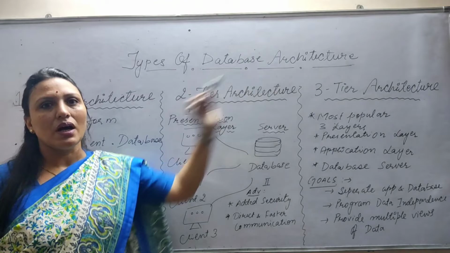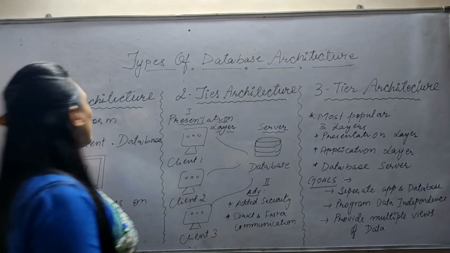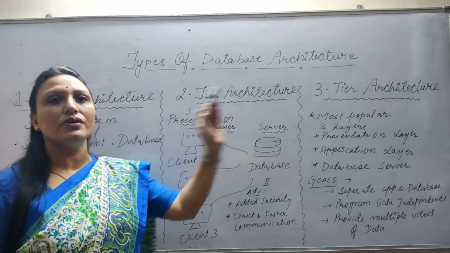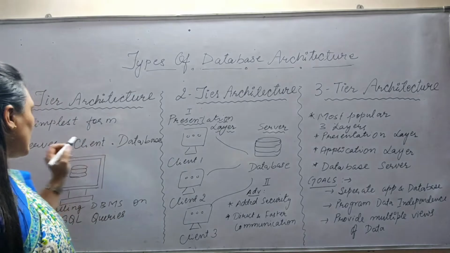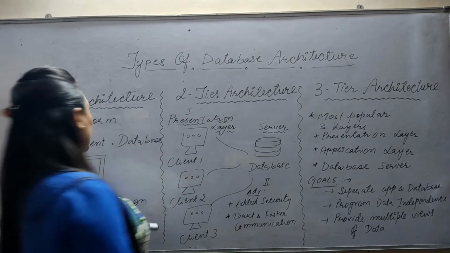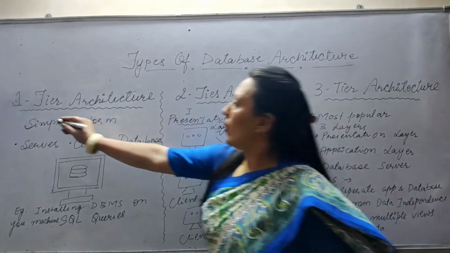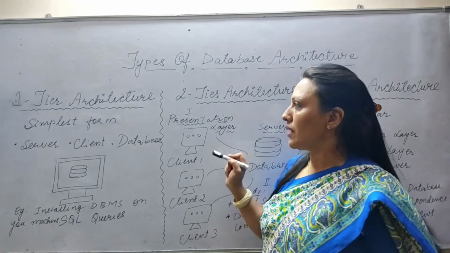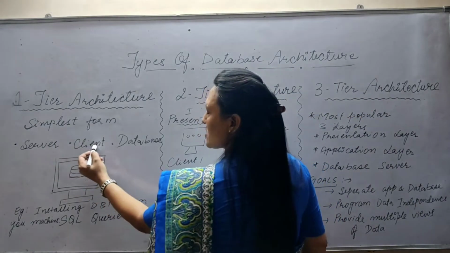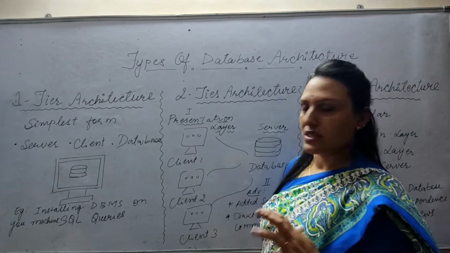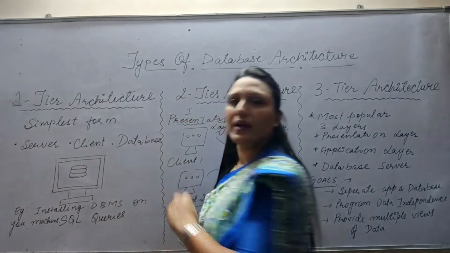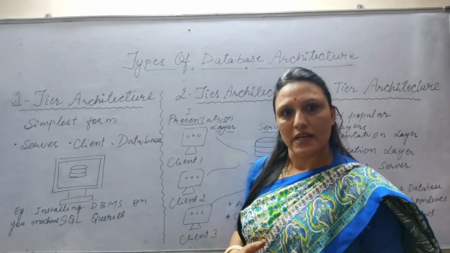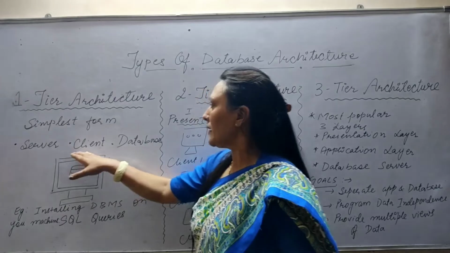So let me explain these three architectures with the help of a diagram. Types of database architecture: as I have told you, there are basically three types, one tier, two tier and three tier architecture. We will discuss all three one by one. The first one is one tier architecture. It is the simplest form of architecture for the DBMS, where the client, server and database, all three things are required for working on a database or on any software or website. So there are three components required.